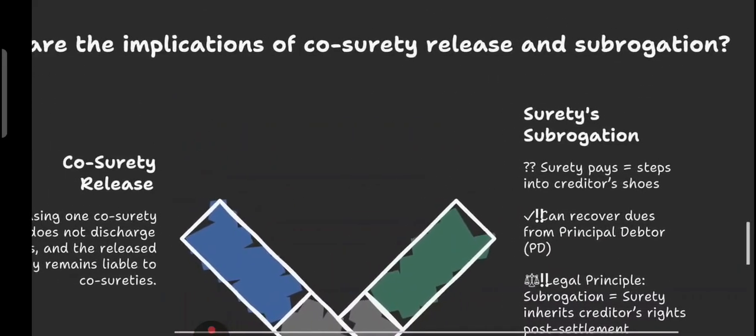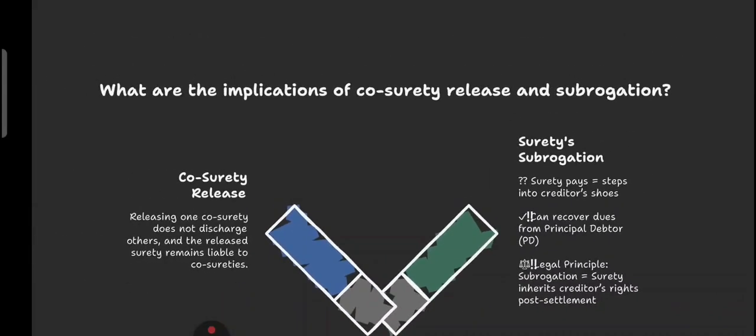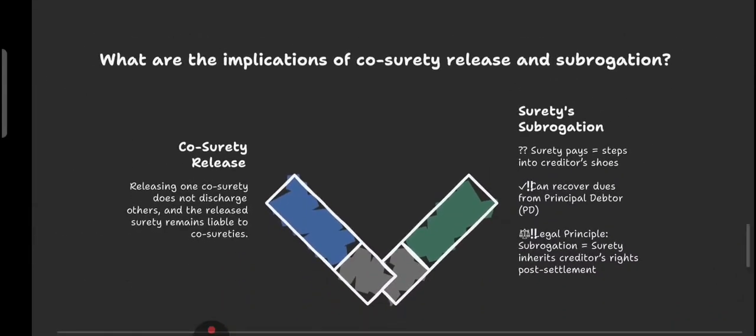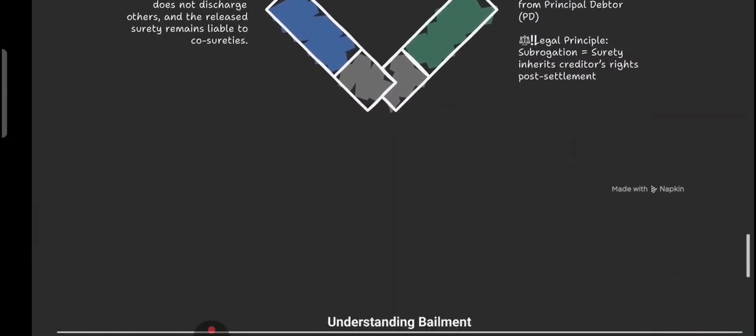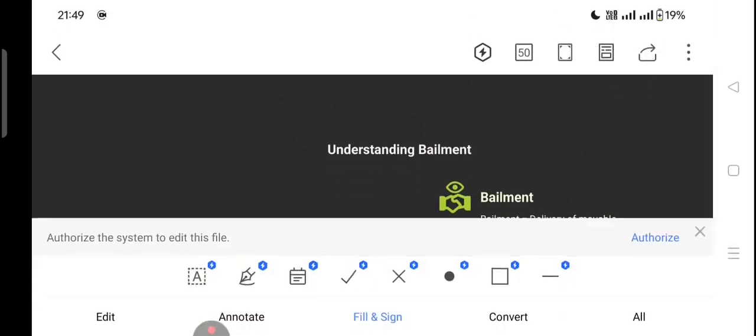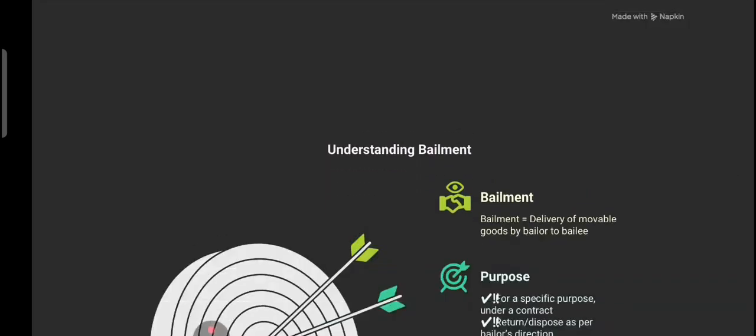So these are the two important concepts. So what are the implications of co-surety release and subrogation? I think it is clear now. Now friends, have a look at bailment. Very important discussion we are going to have now.